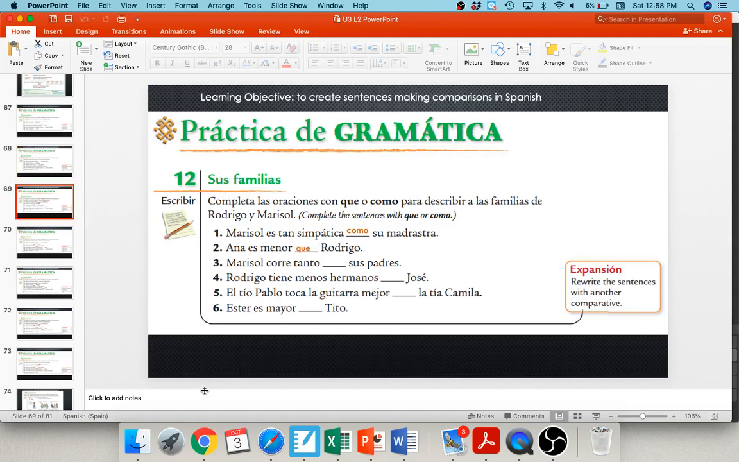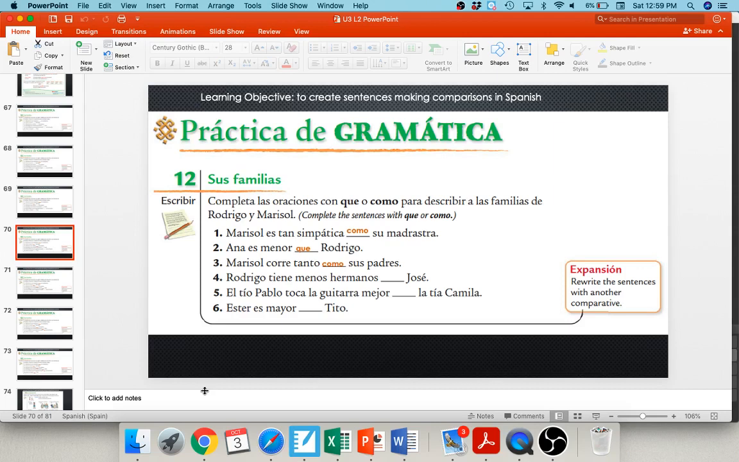Okay, let's take a look. Number 3 says that Marisol corre tanto blank sus padres. Marisol runs as much blank her parents. Well, as much than or as much like? Good, it should be as much like, tanto como. And in this case, remember, tan and tanto are the only ones that use como. All the others use que.